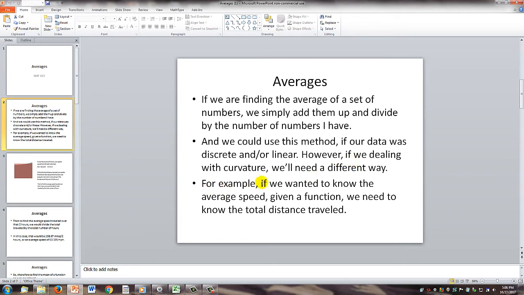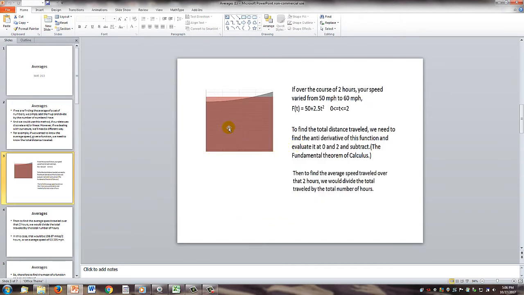For example, if we wanted to know the average speed given a function, we need to know the total distance traveled. So, for example, if over the course of 2 hours your speed varied from 50 to 60 miles per hour according to this function, 50 plus 2.5 t squared, this right here is a parabola. You see it? It's got a curve to it. And this is from 0 to 2 hours.